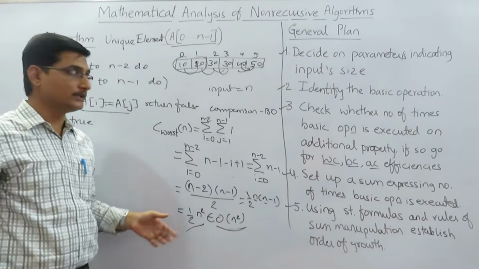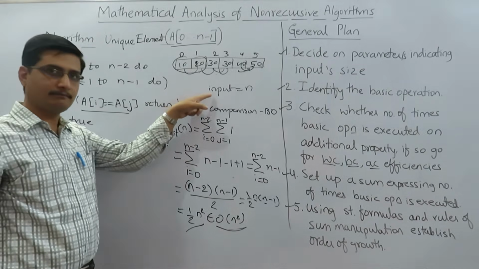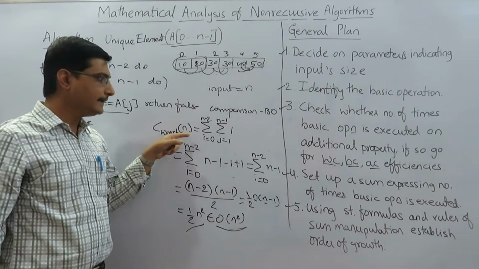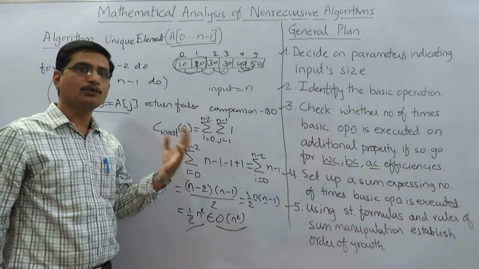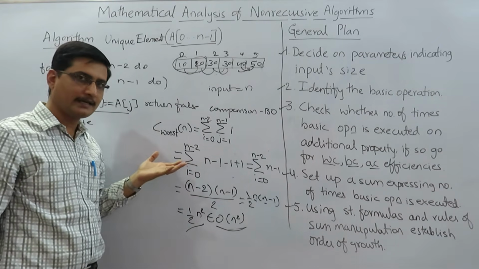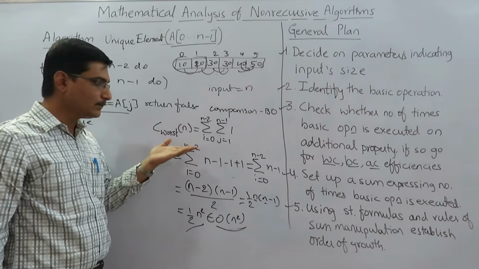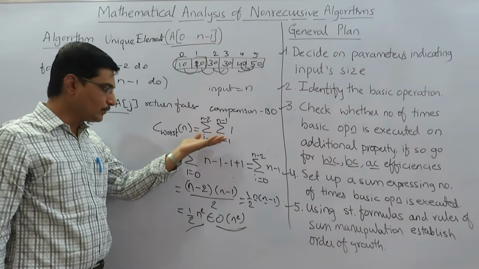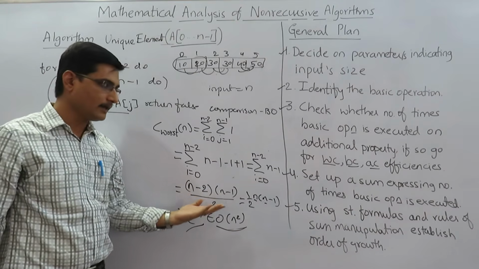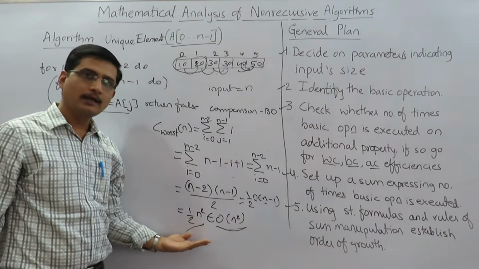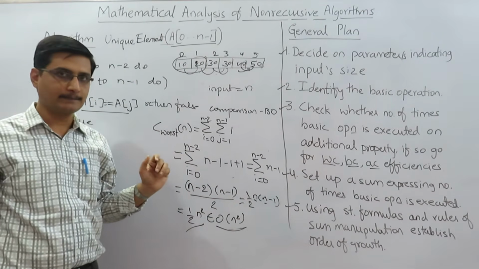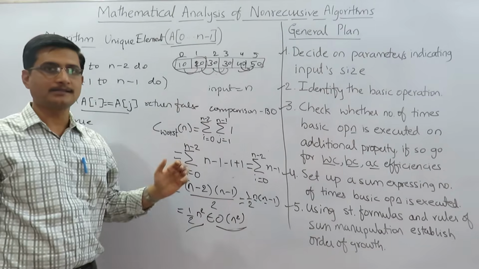So this is how we can do this. We have identified the size of the input, then the basic operation, then we decided whether to go for best case, average case, or worst case efficiency. Here we decided to go for only the worst case. Then we set up the sum. Then we deduced the sum using standard rules of mathematics and got a formula which tells the number of times the basic operation is executed. So we have applied all these 5 steps.